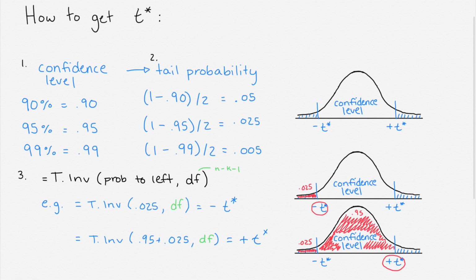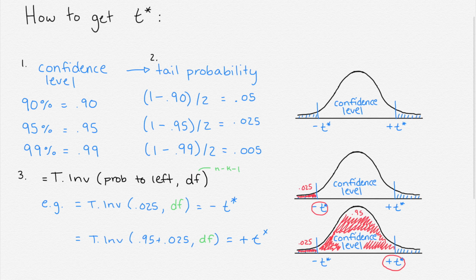To do this, we recognize that the confidence level is centered in the middle of our theoretical distribution. So to get the probability in each tail, we simply get whatever probability is remaining and split that equally between the two tails. Mathematically, that means that we're doing 1 minus the confidence, and then that result divided by 2. Third, we use the tail probability and the degrees of freedom to get the actual t-star value.